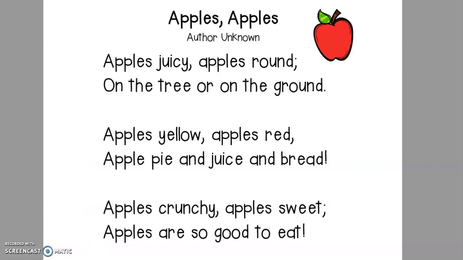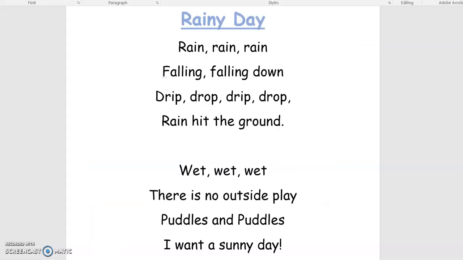All right, we're going to look at one more poem, and this one you're going to try with me. So let's read it. Rainy day.